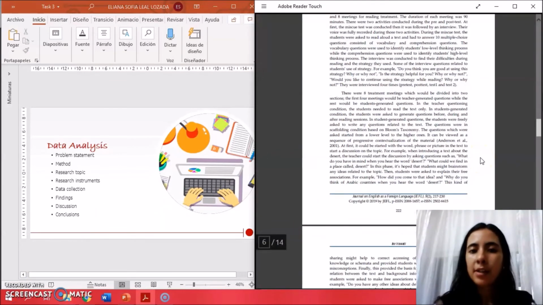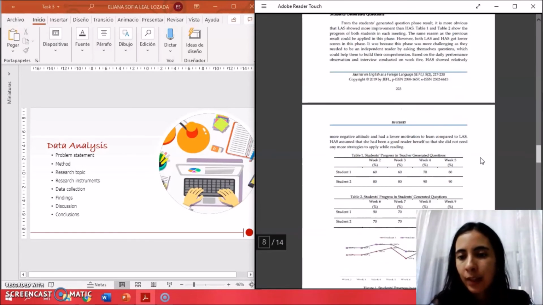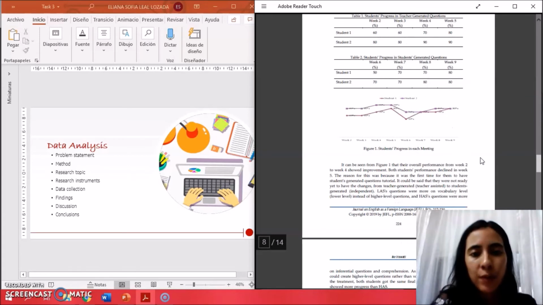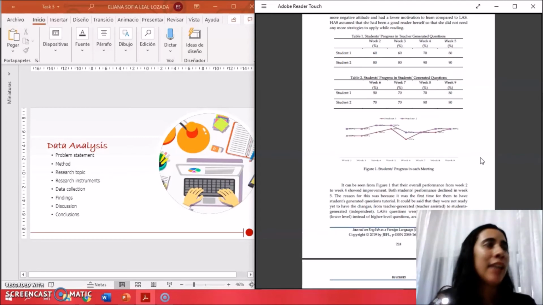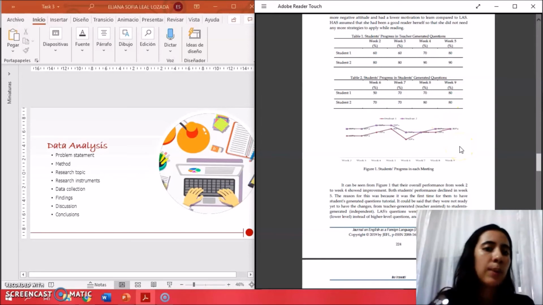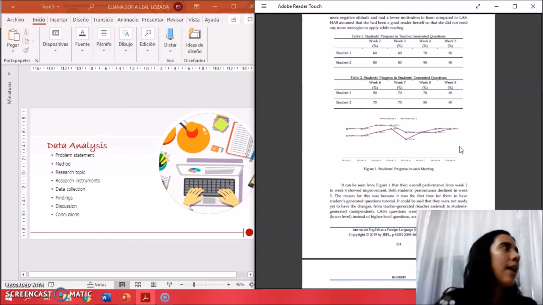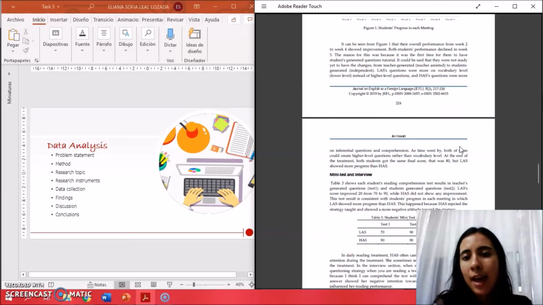In the following page, we'll see an explanation that is given to determine the progress of the students during the time of the investigation. To analyze this, the author chose to use a graph that interprets the data, as you can see here, and presents it by means of percentages. Yes, and it also shows the results of the interviews and what could be observed during the process in which the students were taught to ask and be asked questions for a better understanding of a text.